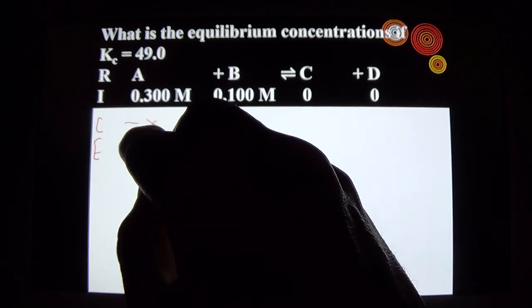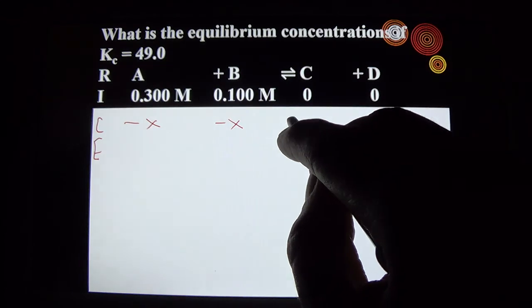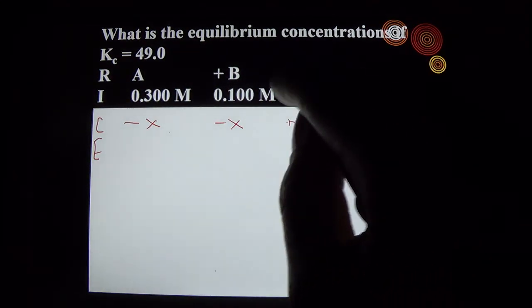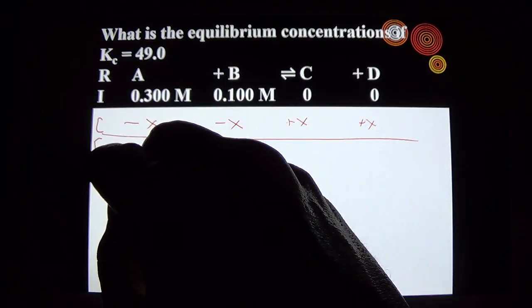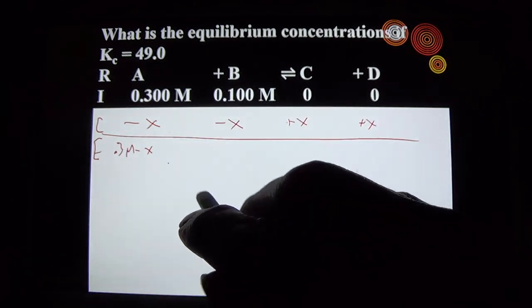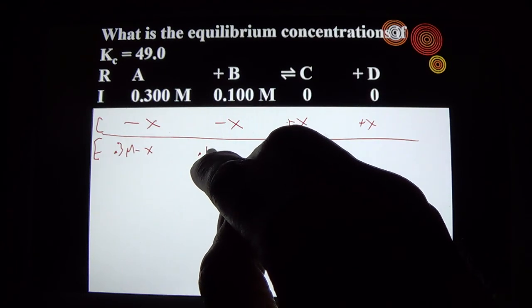I don't know how much of A I'm going to lose. I don't know how much of B, but it's a 1-to-1 ratio. I don't know how much of C or D I'm going to make, but it's a 1-to-1 ratio with those. So at equilibrium, I now have 0.3 molarity minus x, and to squeeze it on my slide, I'm going to drop those zeros. We'll put them back in before we answer.